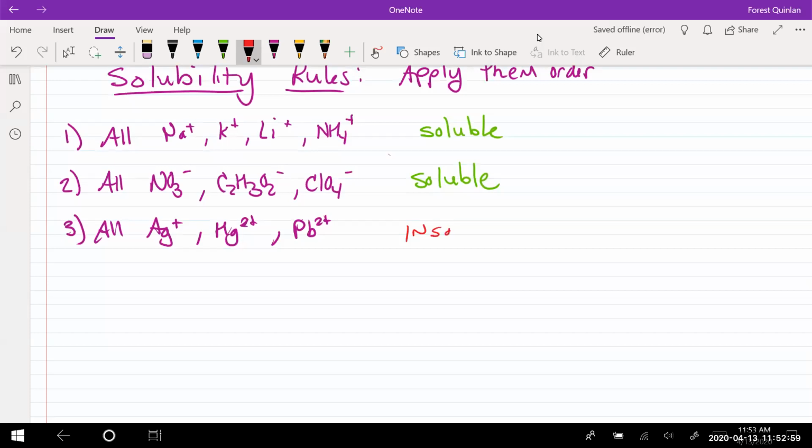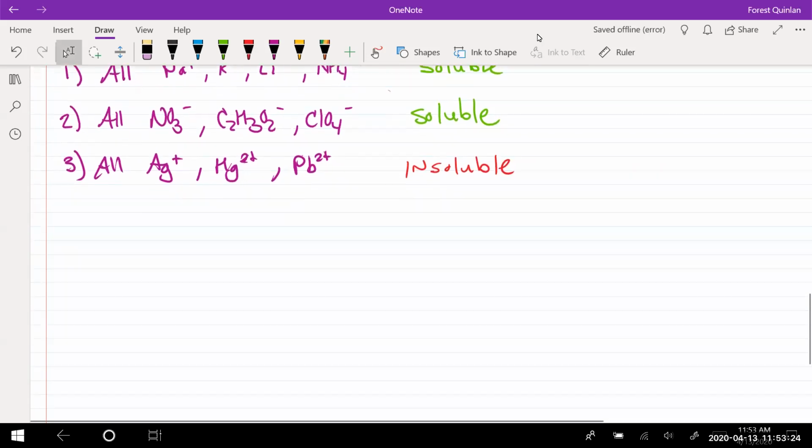These are insoluble. And when we're done writing out these rules, I'll go through some examples and show you. All right, so we got the sodium, potassium, lithium. It should be no surprise that all those are in group 1. They want to be soluble. All nitrates, acetates, and perchlorates are soluble. Then you get to silver, mercury, and lead, and they don't like to play ball necessarily.